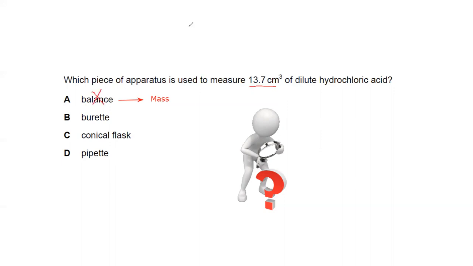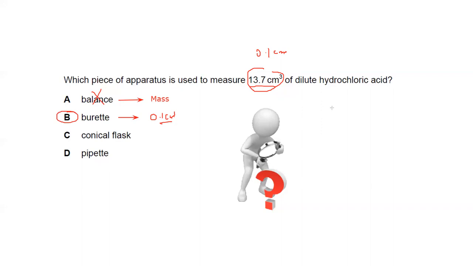What about the burette? A burette is used to measure a volume, and it is accurate to 0.1 cm cube. If we want to measure accurate to 0.1 cm cube, we can measure accurately with a burette. So this is 13.7, so it's one decimal place. So which is the most accurate apparatus here? Burette.